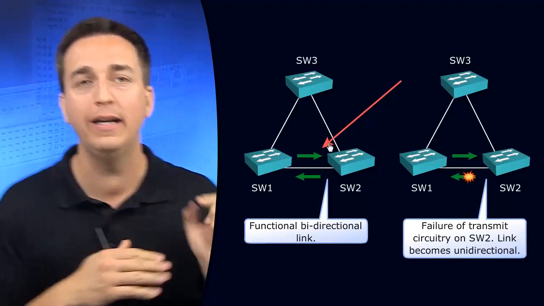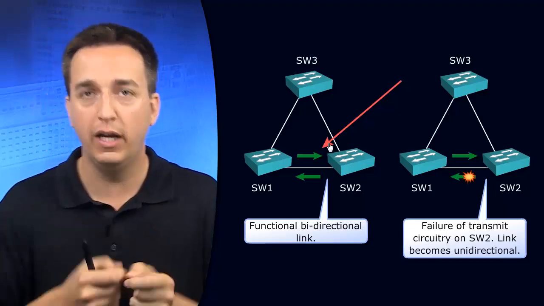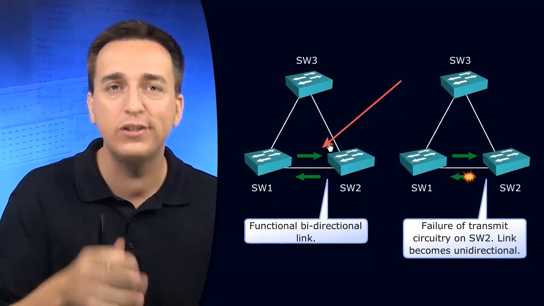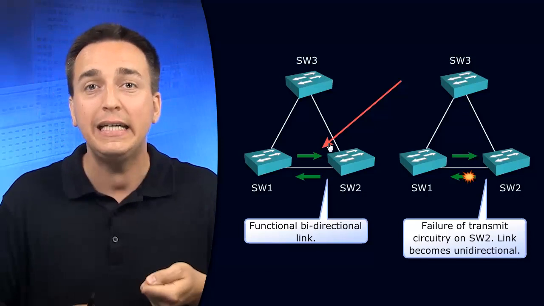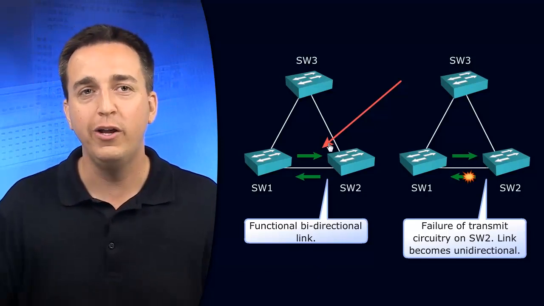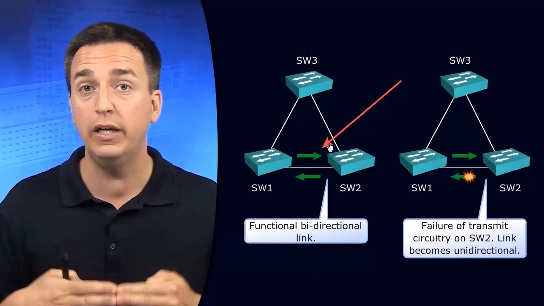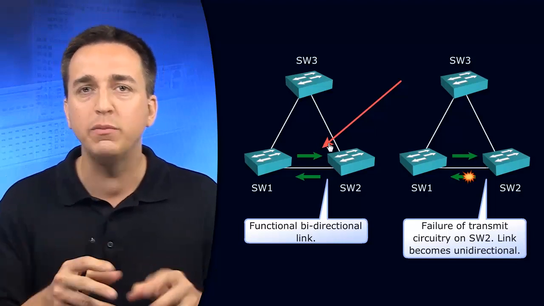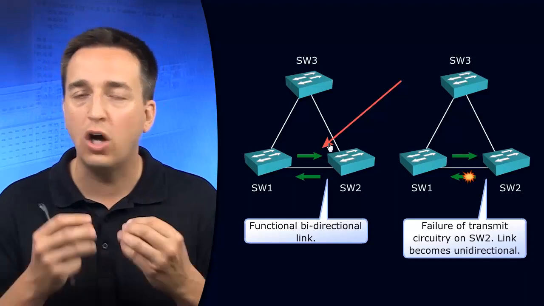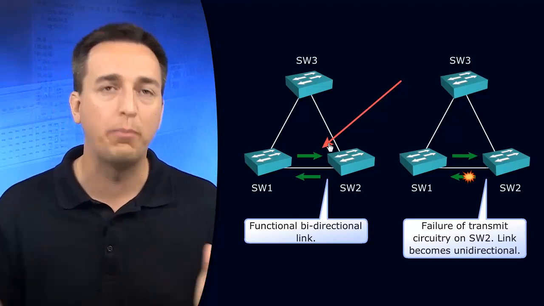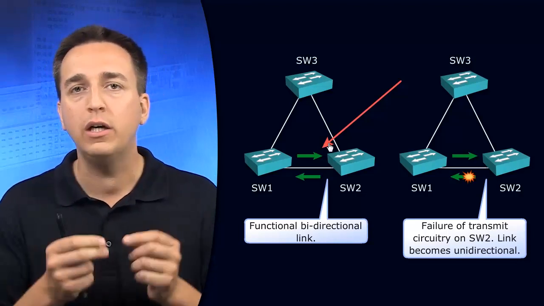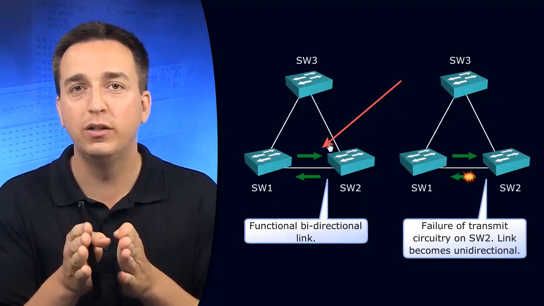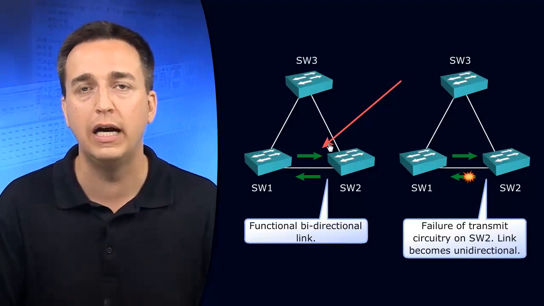Bidirectional. So switch 1 can send to switch 2, and switch 2 can receive from switch 1. Switch 2 can send to switch 1, and switch 1 can receive from switch 2. So that's our bidirectional link. When we're dealing with copper cables, we have our transmit wires and our receive wires all within the exact same copper cable. So it's really hard to see these different links or wires that are being utilized when we're dealing with copper.